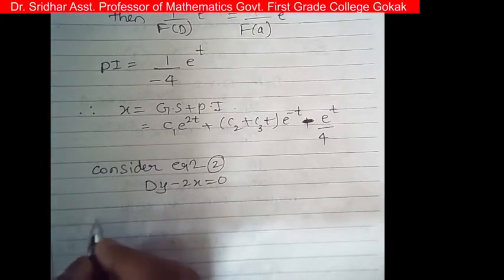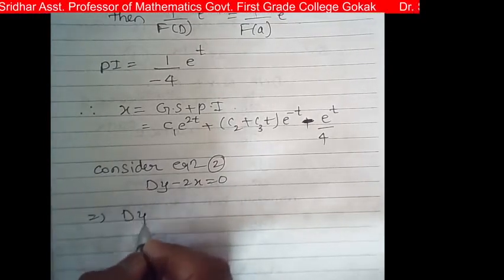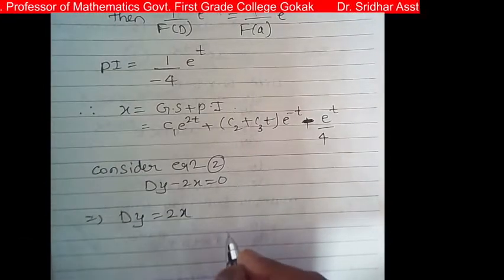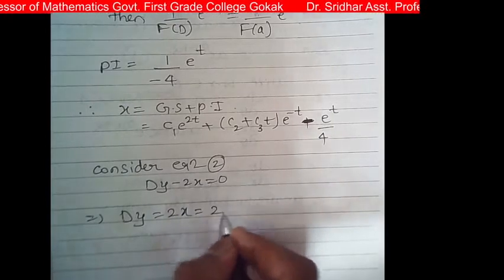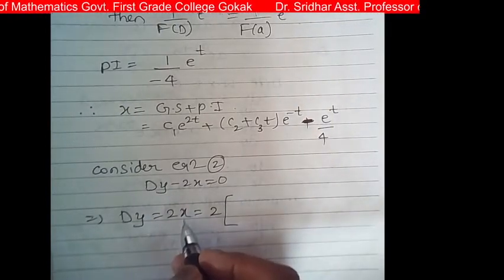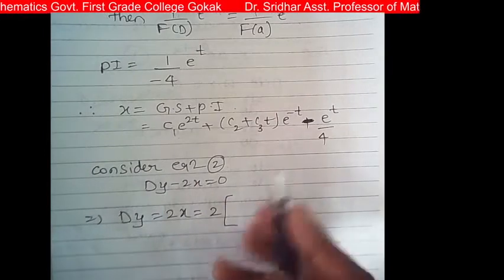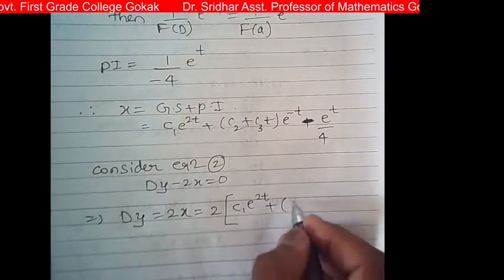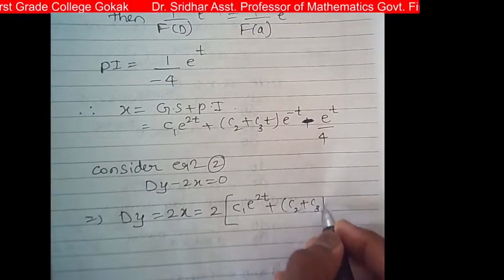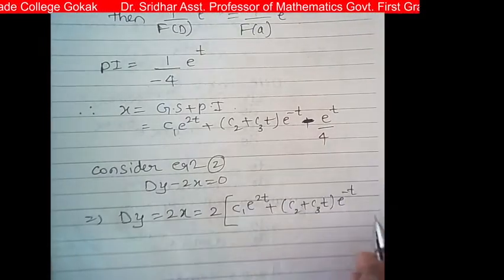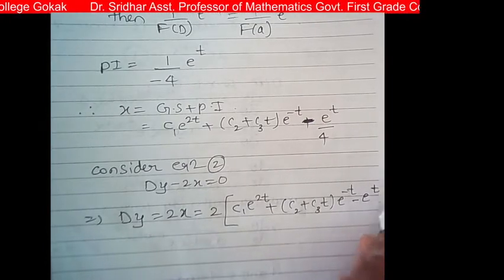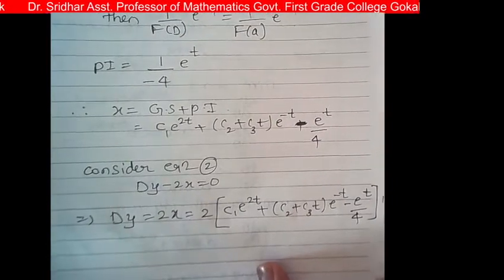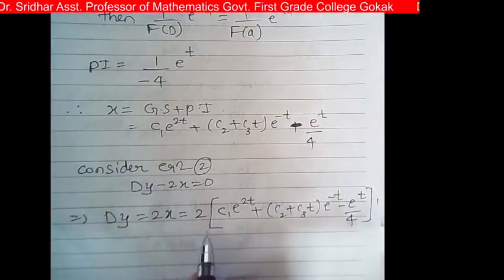Which implies Dy is equal to, sending this term to the RHS, 2x. Just now we found x, so 2 into x is 2 times c1 e raised to 2t plus (c2 plus c3 t) e raised to minus t minus e raised to t by 4. This is Dy.